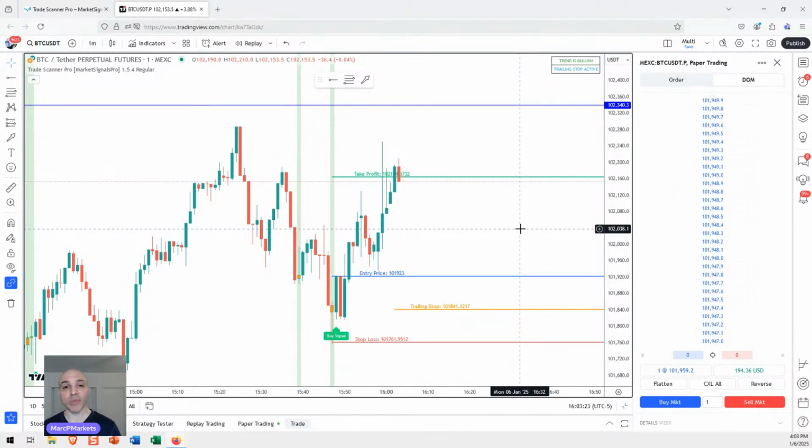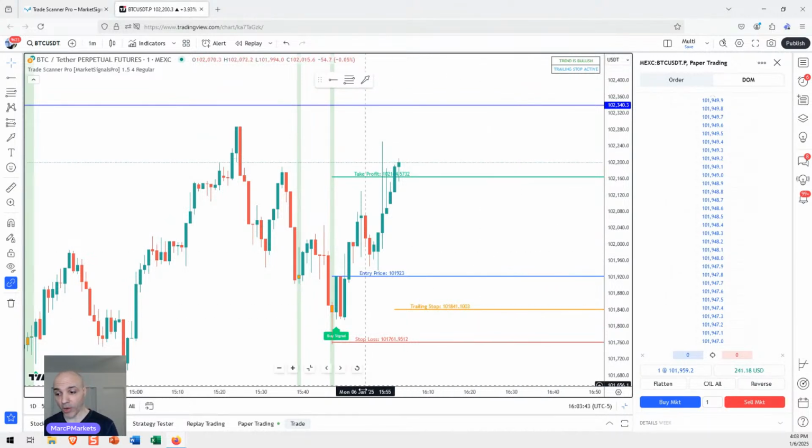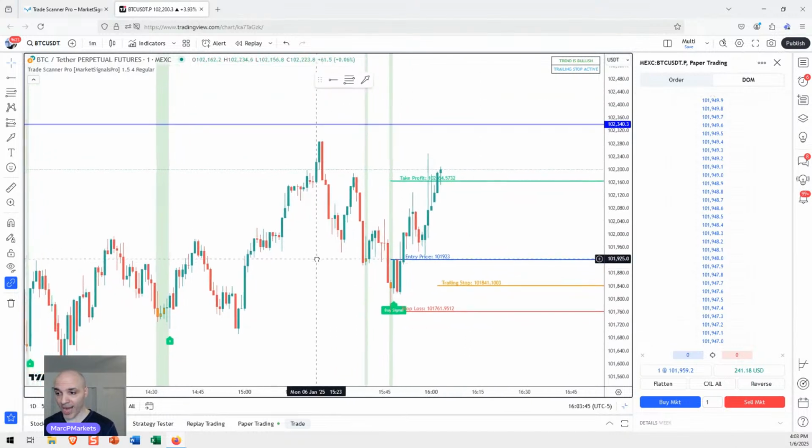One of the nice things about the Trade Scanner Pro is it simplifies the whole decision-making process. I don't have to think at this point. I've done my thinking. I figured out the long. I waited for confirmation. I got the confirmation. It was nice that it was there. By the time I was starting to look at the charts, it was there. Sometimes you have to wait long periods for a trade to appear.